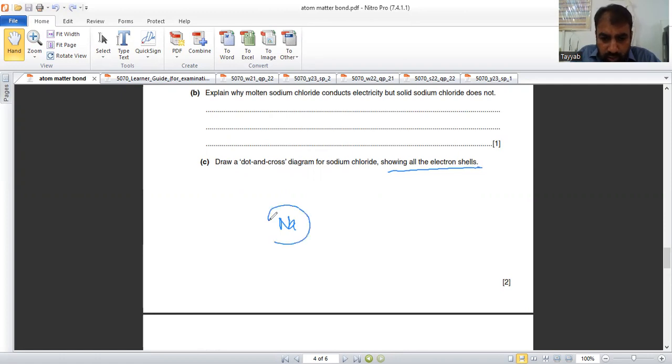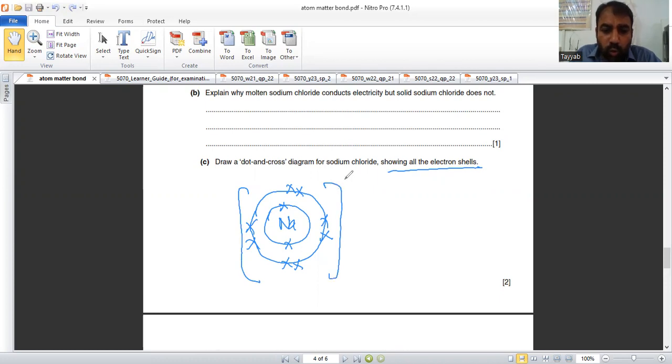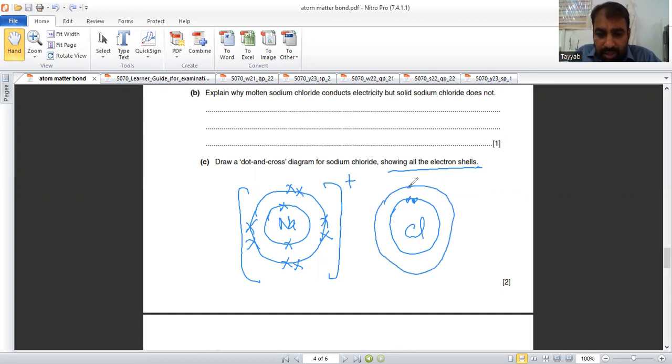So in the first shell, sodium has 2 electrons. In the last shell for the ion, it has 8 electrons. 8 electrons means it has lost its valence electron, the last shell electron, and gets a positive charge. There is no need to overlap the shells in the case of ionic bonding. For the chloride ion, there are again 2 electrons in the inner shell. The second last shell has again 8 electrons.